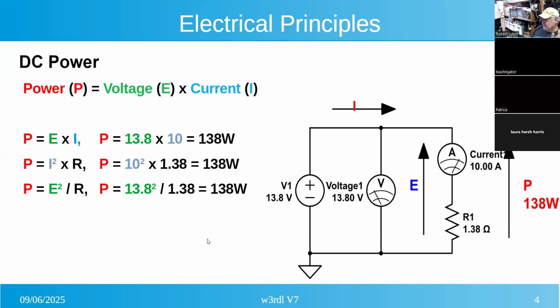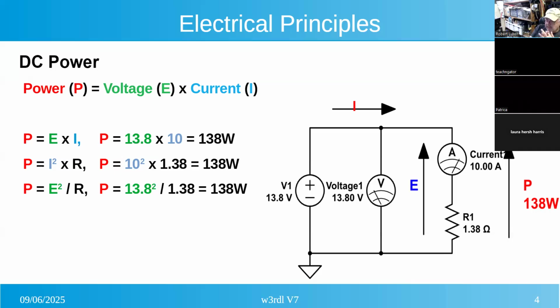Watt is actually after James Watt, who is the Scottish guy that invented the steam engine. So he worked a lot with power, which is why we represent power in watts, because of James Watt. Okay, so the power formula is the power P is equal to the voltage E times the current I. Or P equals E times I or I times E, doesn't matter.